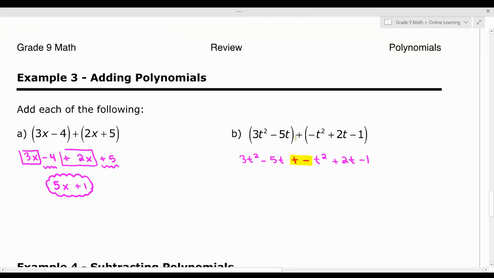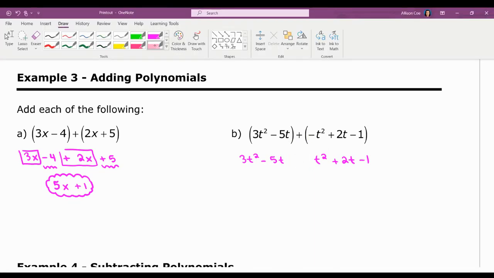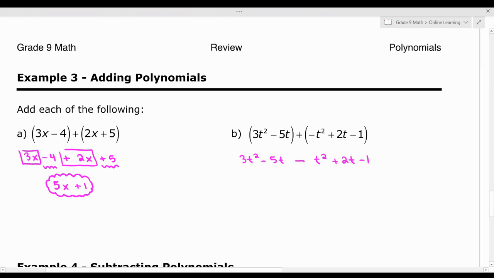So what I'm going to think about is if I'm adding this negative, really, I don't need to show plus or minus. I'm just going to write it as minus. Okay, look for your like terms. So 3t squared, and I'm going to subtract a t squared off that. So 3 minus 1 will give me 2t squared. And then I have a minus 5t. I'm adding 2 more t's. So minus 5 plus 2 will give me minus 3t. And then I just have this little constant hanging out at the end, so minus 1. Double check your order, t squared, t, constant, you are good to go.